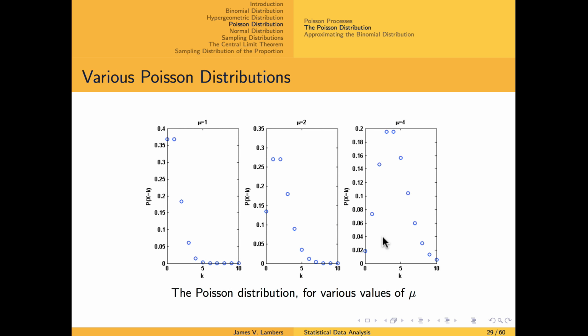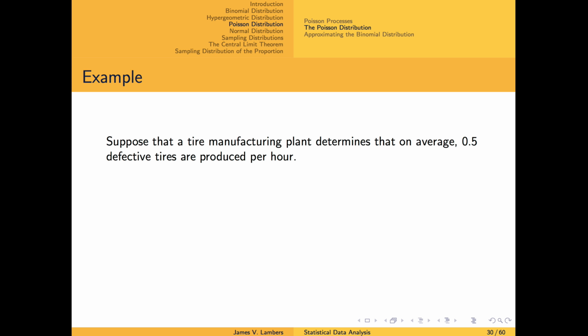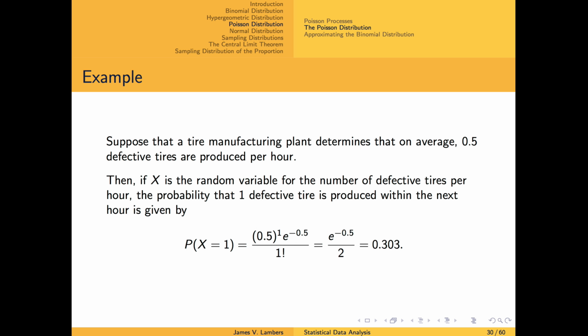Here we see various Poisson distributions for different choices of mu. We note that it's not symmetric, though it does become more symmetric as the mean increases. As an example, suppose that an average of 0.5 defective tires are produced per hour. That means the number of defective tires per hour follows the Poisson distribution with a mean of 0.5. To obtain the probability of k defective tires being produced within the next hour, we can simply substitute k into the probability mass function, as is done here.